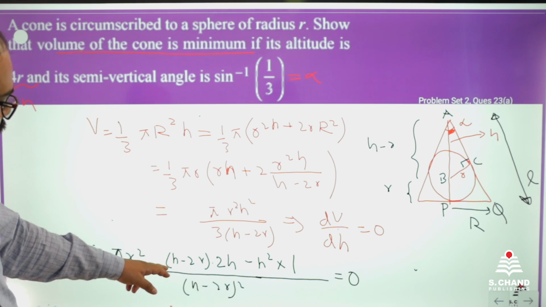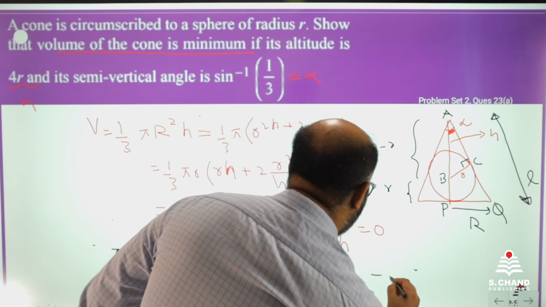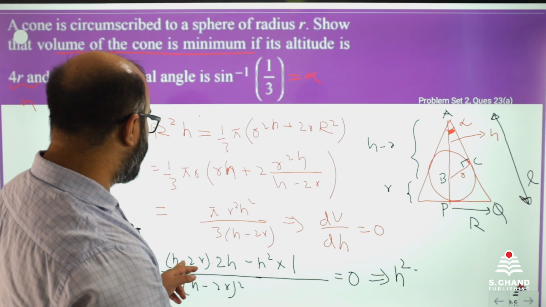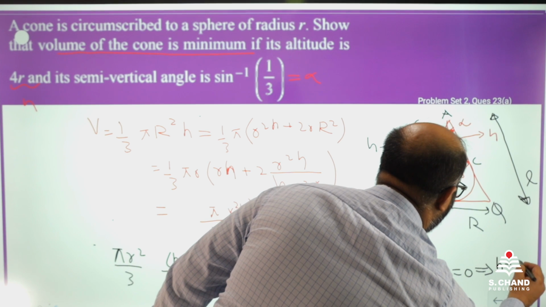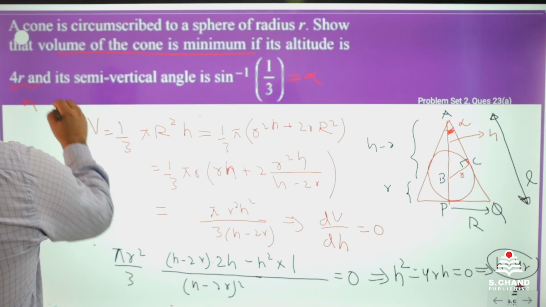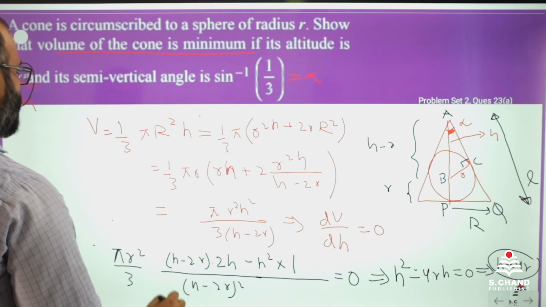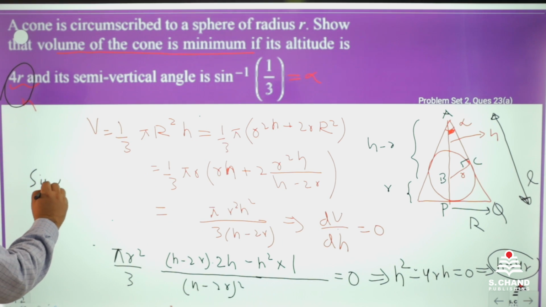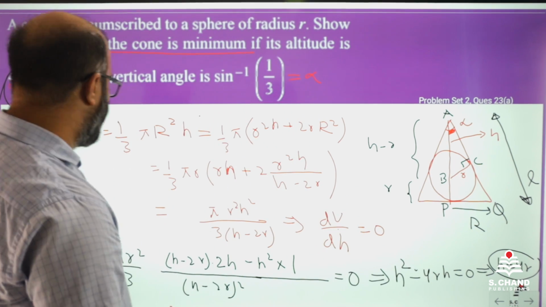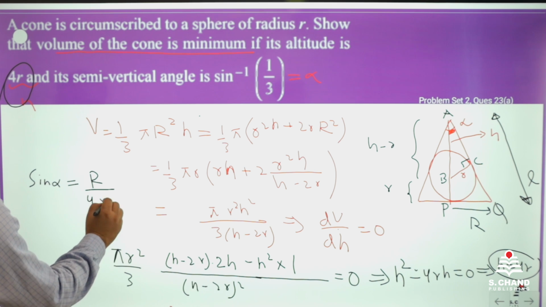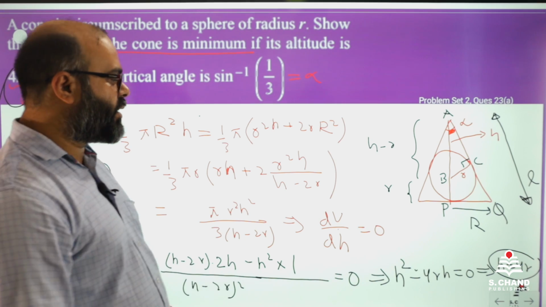Now if you want to simplify it, you will get 2h square minus h square as h square. So you will get h square minus 4rh is equal to 0, which will give you h is equal to 4r. This is what we had to prove, h is equal to 4r. And now you can find the angle sine alpha. So what will be sine alpha? Sine alpha is equal to capital R by h, so capital R by 4r. And capital R we already obtained in terms of small r, that we can put in and find its value.